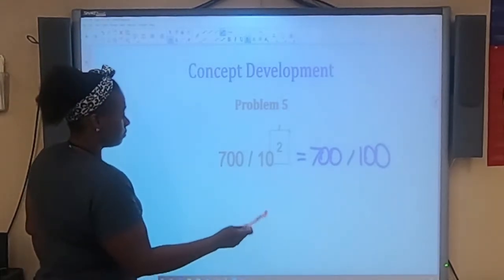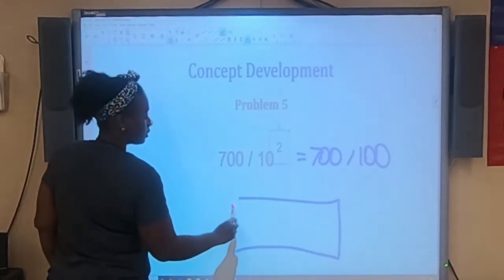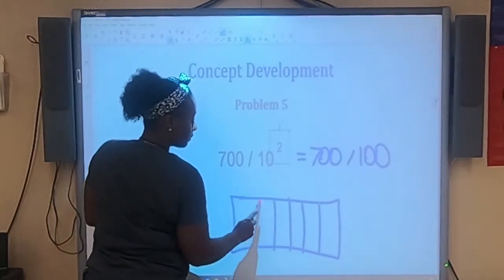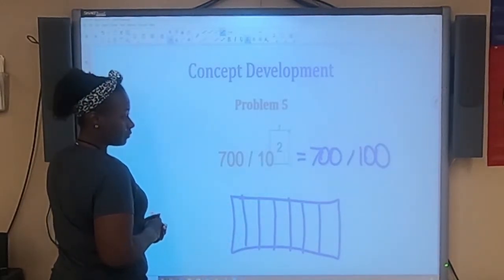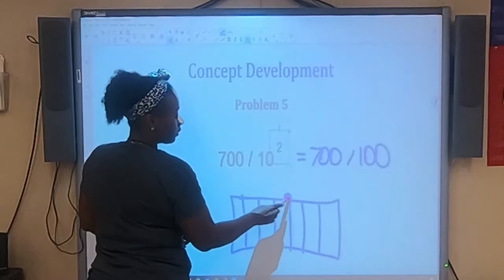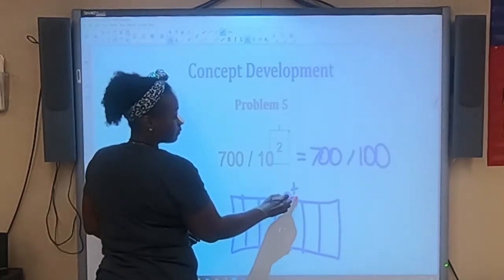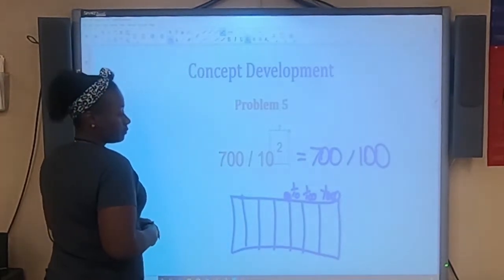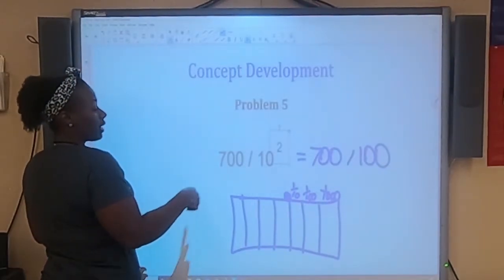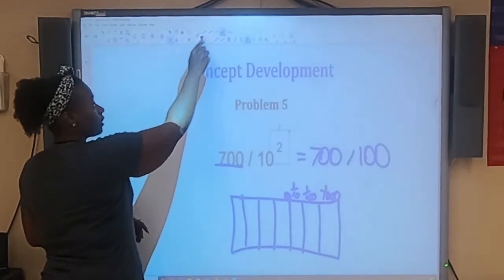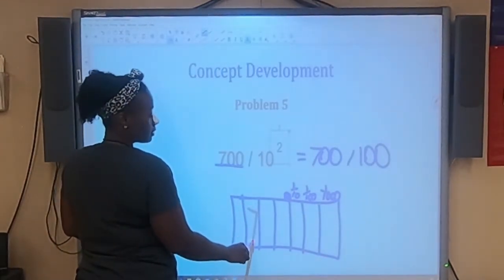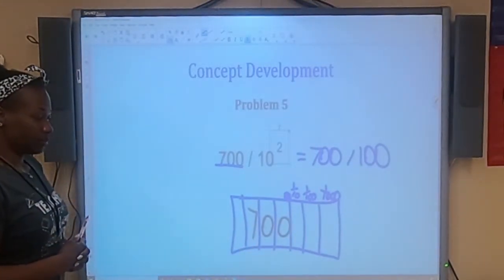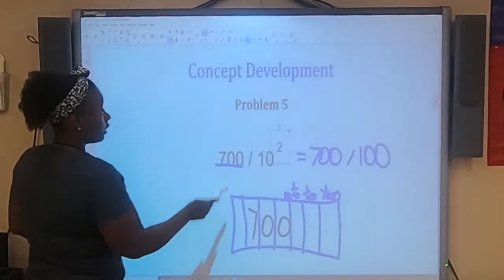So, I'm going to draw a place value chart just because I like place value charts. Remember, that's simply a rectangle, and divide your rectangle into place values. I'm going to put my decimal right here so that I have tenths, hundreds, and thousands. I'm going to write my number in my chart. So I need 7 in the hundreds place, 0 in the tens, 0 in the ones, 700. Okay. I'm going to extend it.